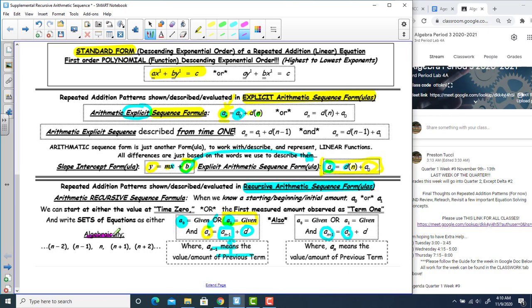If you look backwards algebraically, n is the value right now. N plus 1 would be the value 1 unit of time or 1 addition forward into the future. N plus 2 would be 2 repeated additions into the future, 2 times into the future. N minus 1 would be the amount prior to time now, and n minus 2 would be the amount prior to that. Let's take a look.